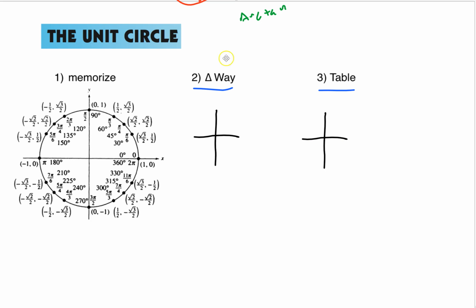Given that there are these 2 main ways, there are a couple of things that no matter which way you do, you're going to have to know. The first thing is, no matter which way you do it, even if you memorize, you have to know your degrees and radians.